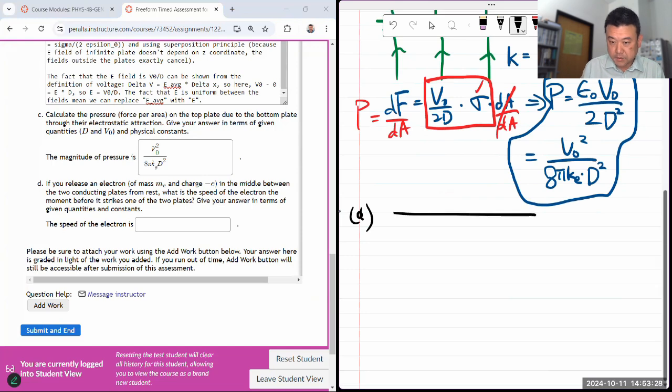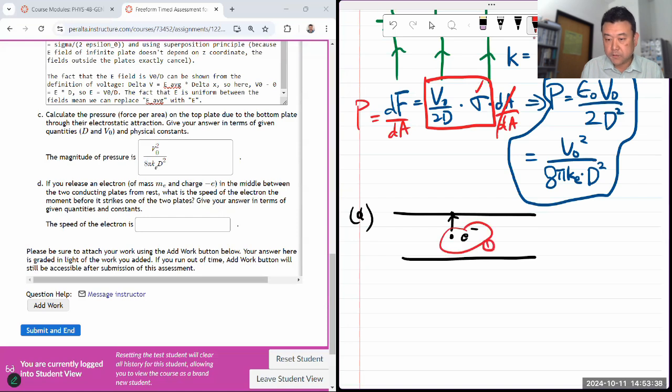So just a quick sketch. I'm releasing an electron from here. It's going to strike the positive plate and be here at the end. Let me call this snapshot 1 and this snapshot 2. Since energy is conserved from snapshot 1 to 2, the total energy in snapshot 1 is equal to the total energy in snapshot 2.